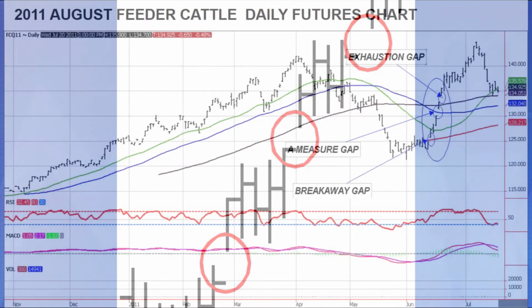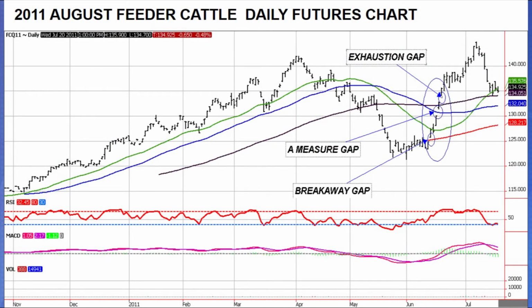So here's an example with the 2011 August feeder cattle daily futures chart. There's your triple top. The market continues to move higher, draw a resistance plane, and eventually the market peaks and we move lower. So in summary, understanding chart patterns such as resistance, support, tops, bottoms, and chart gaps can help producers know when to hold and when to fold.